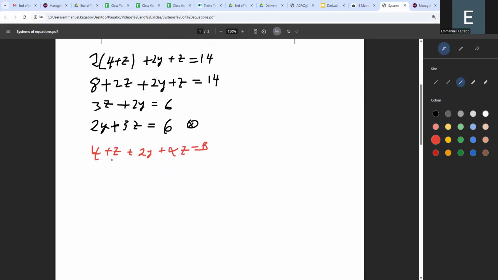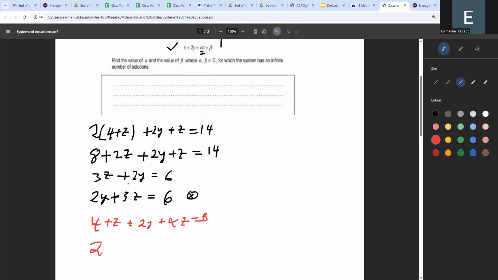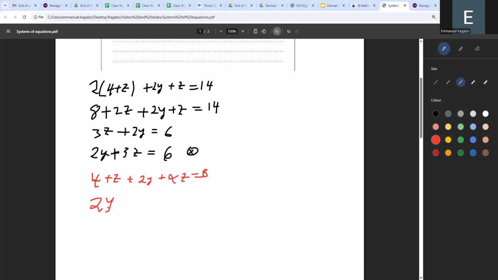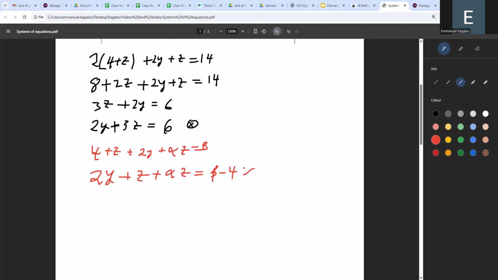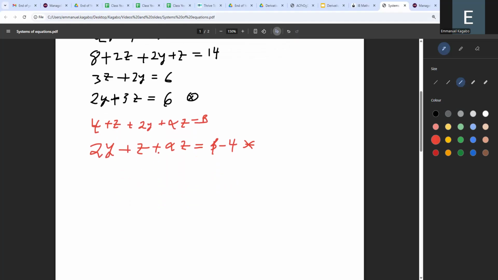Now, what am I going to get here? I'm going to have 2y. Let me check if I didn't make any mistake. I think I'm fine right now. Plus z plus alpha z equals beta minus 4. Okay, I hope that one makes sense. Is that okay, guys? So here, this is another equation. So let me go with that. I'm going to write this second equation first.